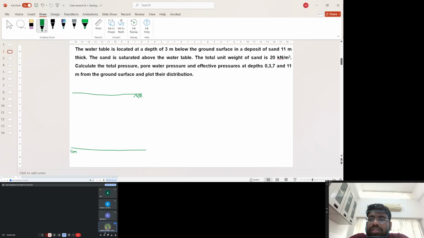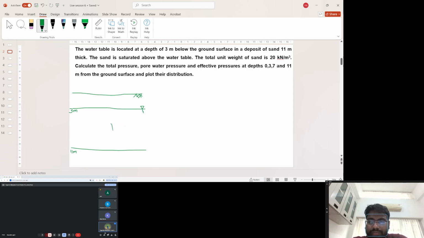So as far as this question is considered, the water table is located at a depth of 3 meters. So this is 3 meters. Let this be the 3 meter point. This is the water table. All right. One more important point they have mentioned in the question is that obviously this part, below the water table, is completely saturated.